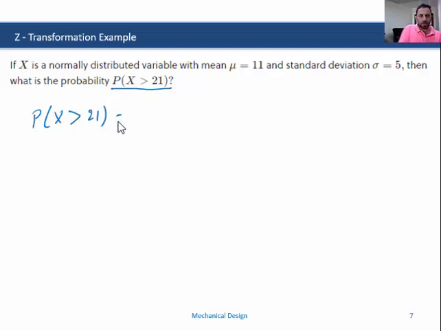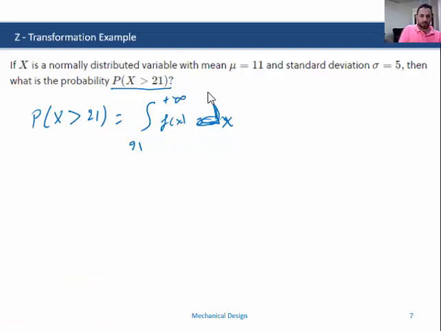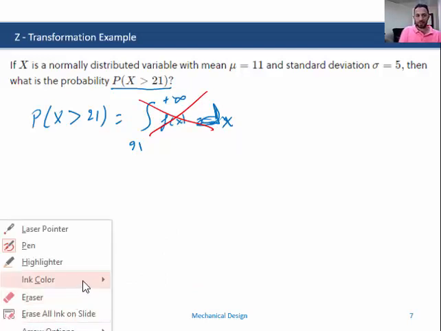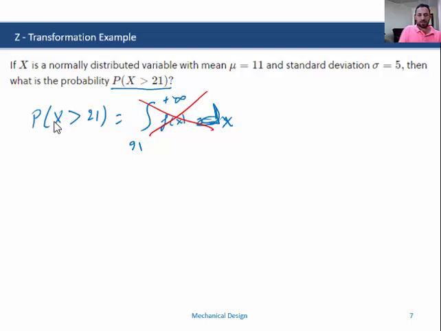We can use the integration from 21 to plus infinity of f of x dx. But it's easier to use the table. We do not integrate in this course. We use the table, which is derived numerically. So the first step is to normalize this value of x in order to use the table.